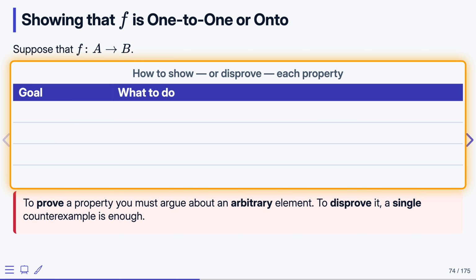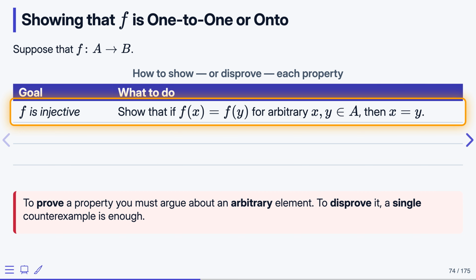This slide is a recipe card. Suppose f is a function from A to B, and we want to decide whether it is one-to-one or onto. Let us read the four cases. To show f is injective, take two arbitrary elements x and y of A. Assume f of x equals f of y, and then argue that x must equal y.